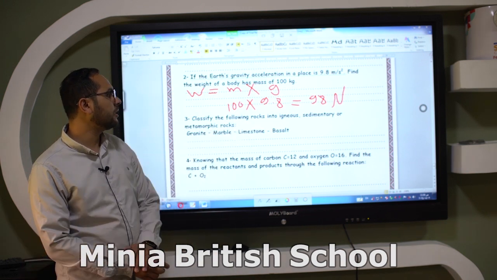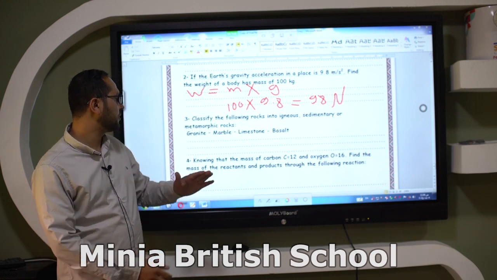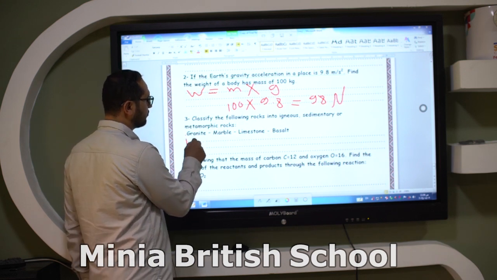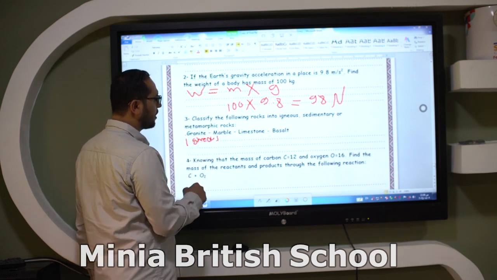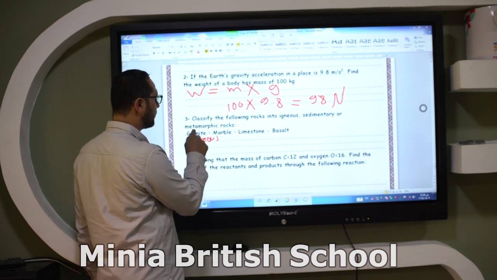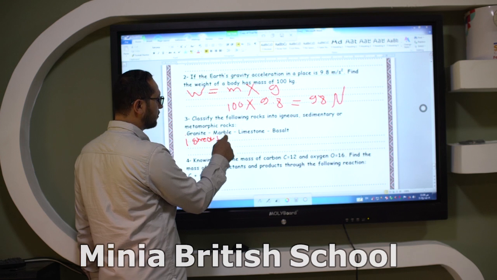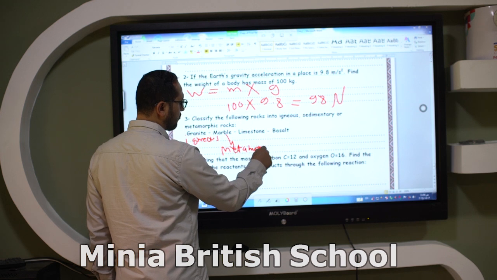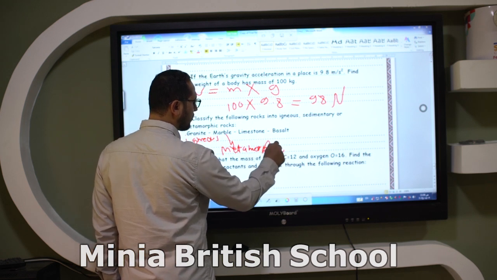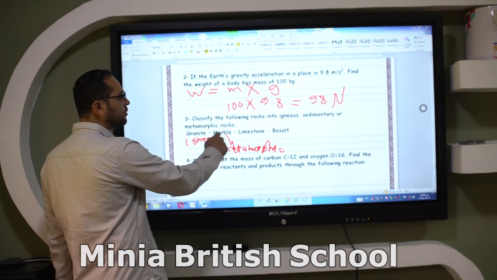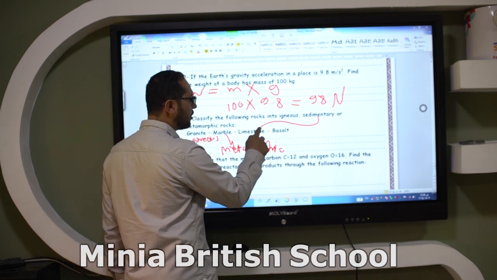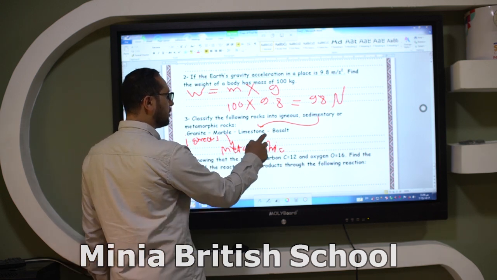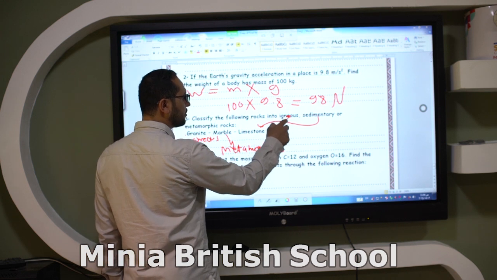Classify the following rocks into igneous, sedimentary, or metamorphic rocks. Granite, granite, igneous. Marble, metamorphic. Okay. Limestone belong to the sedimentary rocks, and basalt belong to the igneous rocks.